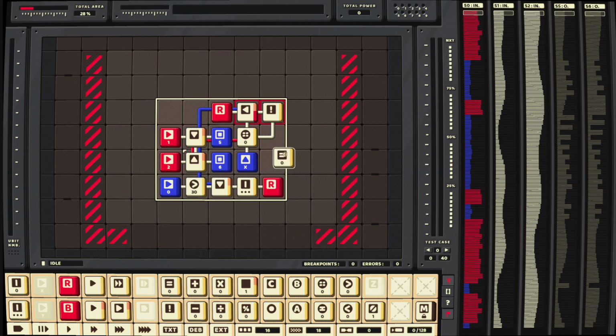Because I had this idea. What if I put a definer here, setting it to 0, but it was only conditionally enabled when S0 is high? Then we could restart, right? We could reuse the same bit we already had. But you can't do that.